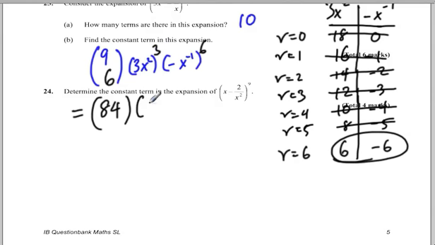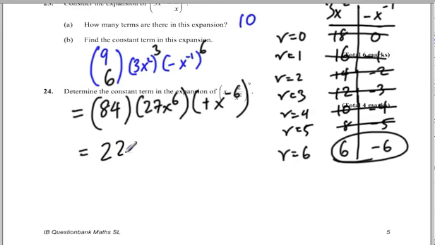3x, so this is equal to 27x to the power of 6. And this is equal to negative x to the power of negative 6, right? And actually, it's going to be positive, because it's to the power of 6, so it has to be positive. Anything to an even power will always make something negative into positive. So that's 84 times 27, and that is equal to 2268.